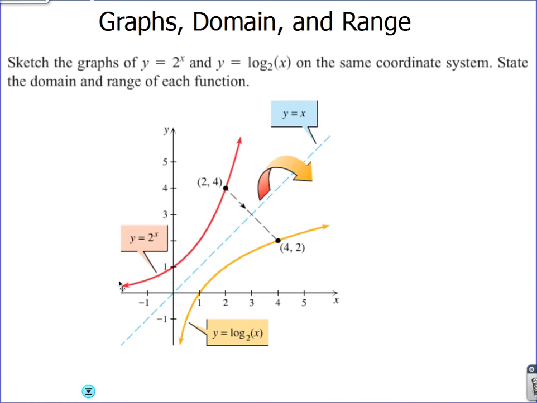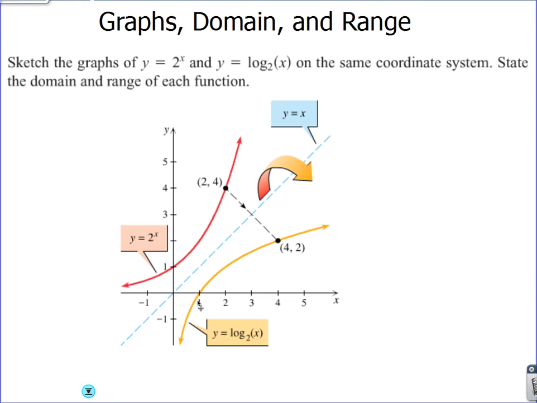Y equals 2 to the x power. We already knew what that was going to look like. Y equals log base 2 of x looks like this. If you don't remember, when you have inverses, this will be on ACT, guys. When you have inverses, they're symmetrical across this y equals x line. So if (2, 4) is on one, (4, 2) is on the other. If (0, 1) is on one, (1, 0) is on the other.